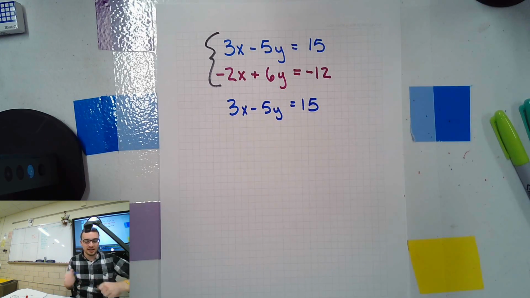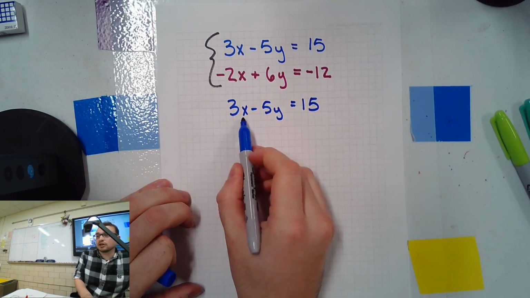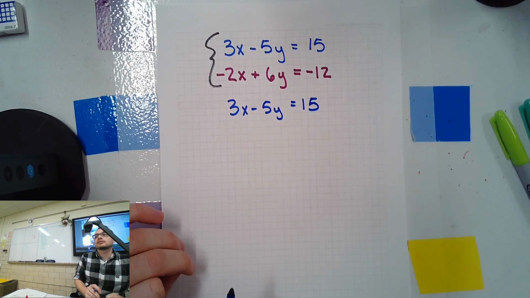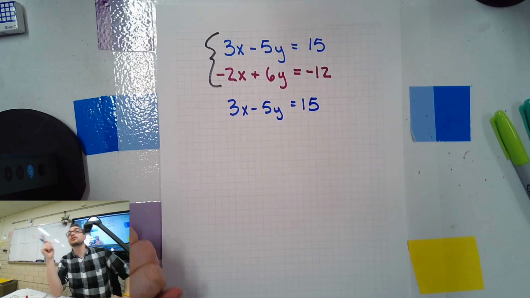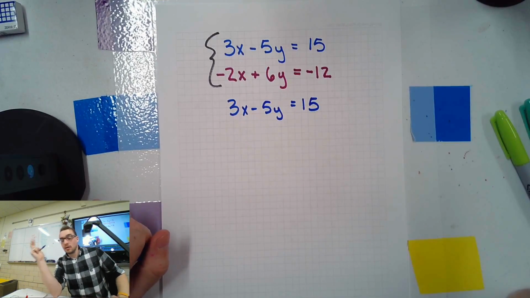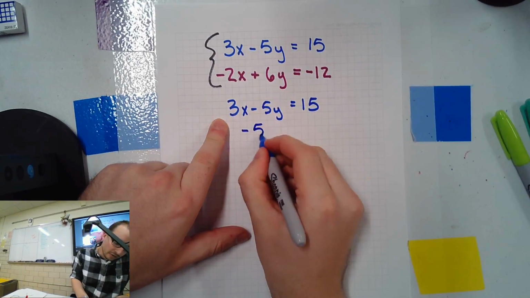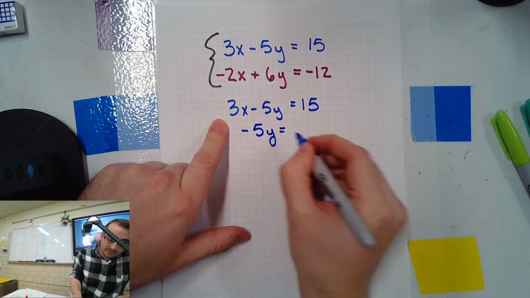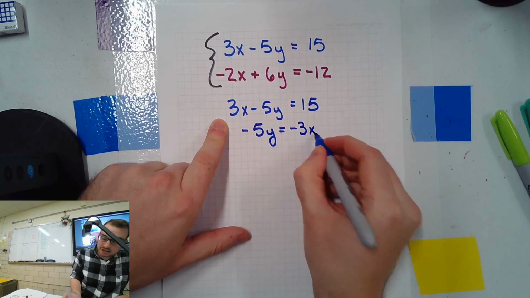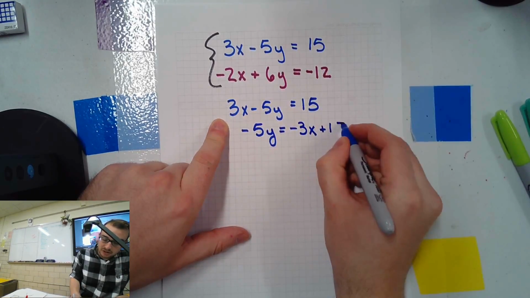Y works. All right, so I'm going to move the 3x over. How do I move 3x? Divide that? No, when we move stuff, we either add or subtract. We're moving the whole thing, so we subtract it over. We leave the negative 5y. We subtracted 3x, so now it's negative. And there was a positive 15 already there.